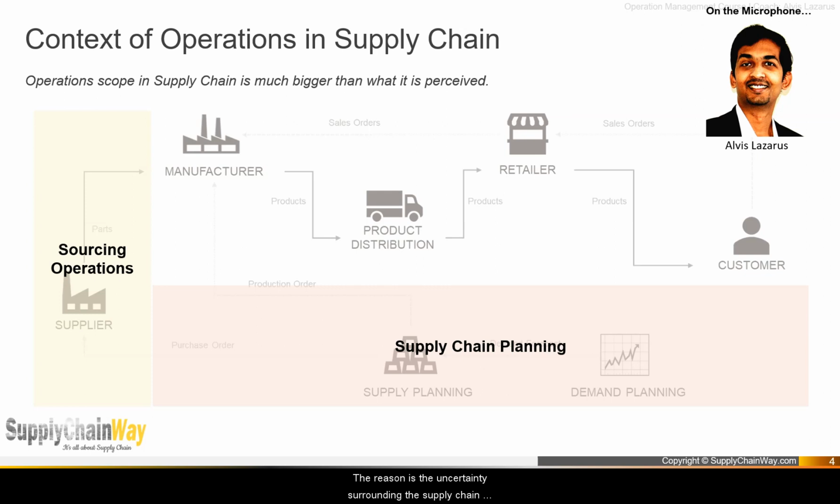The reason is that the uncertainties surrounding the supply chain impact the sourcing role. When I say uncertainty, no matter how good you estimate the demand, there will always be ups and downs. The one team which shoulders the complete uncertainty is the sourcing team. So they should have good business acumen and rapport with the suppliers to perform even in those uncertainties, to get the products on time at the point of use.